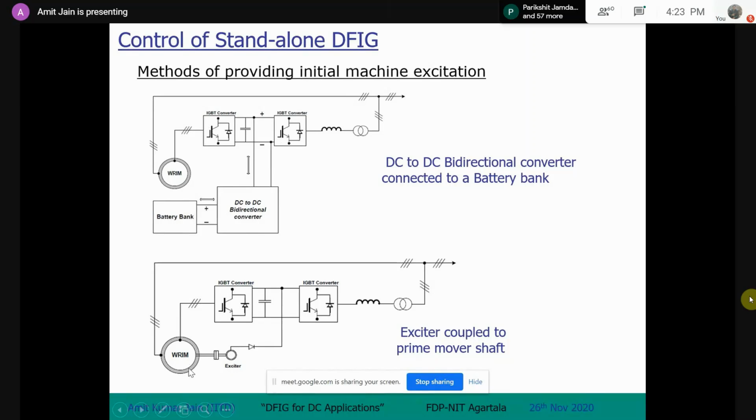Since your prime mover is running, the system is already in motion. So you can use a small DC generator, something like a PM DC machine, which is driven by the prime mover. This can generate a small DC voltage in the armature, and you can use that initially for providing the initial flux. But after that, this can work on its own.